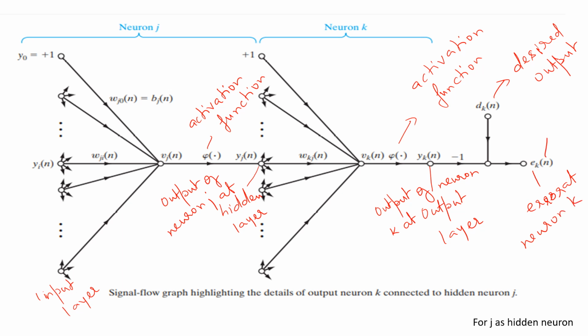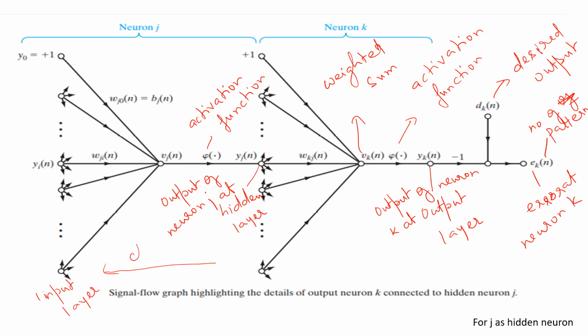And n is my number of patterns. This small n is useful only when we are going for batch learning. Here we are not going for batch learning. And Vk represents my weighted sum. Okay. So now we'll go for the change in weight between the hidden and the input layer.